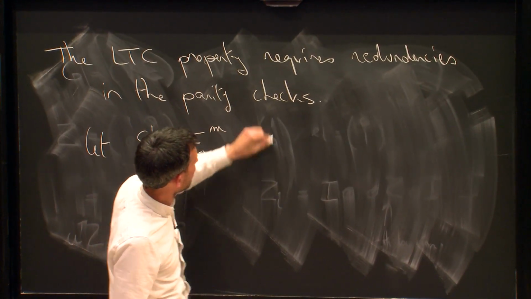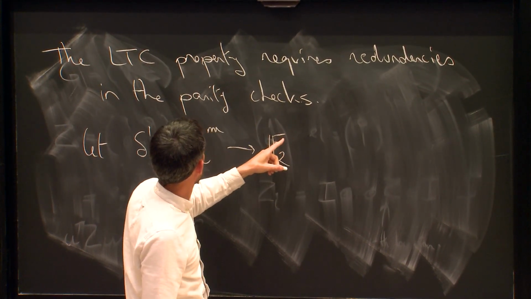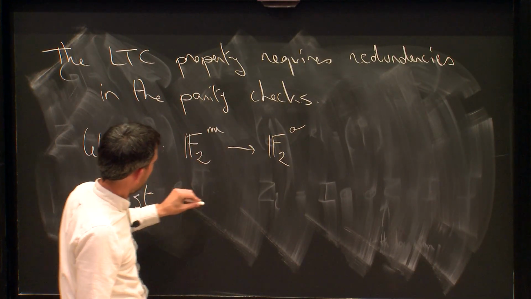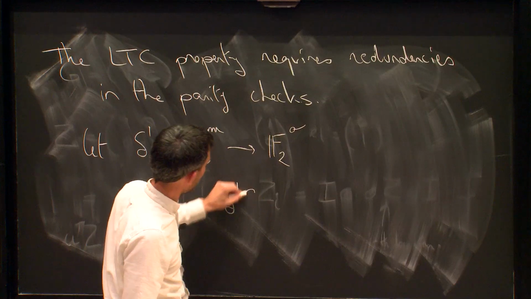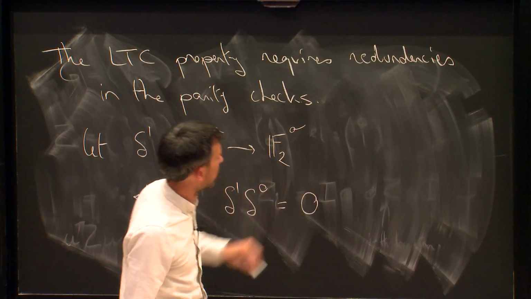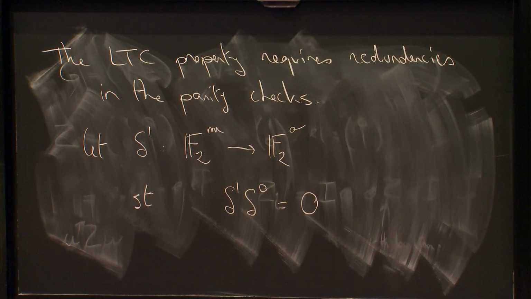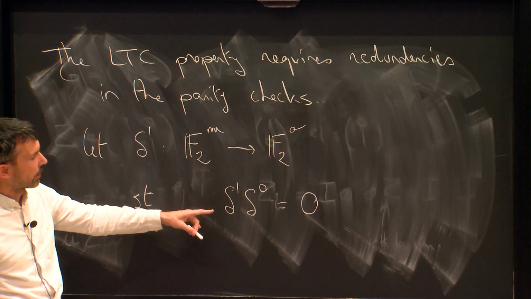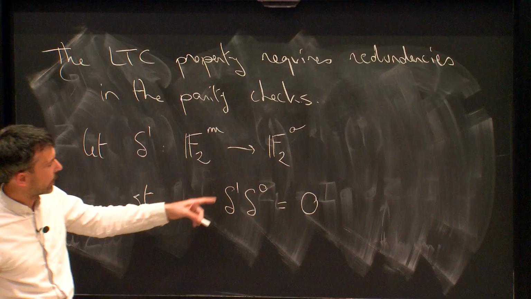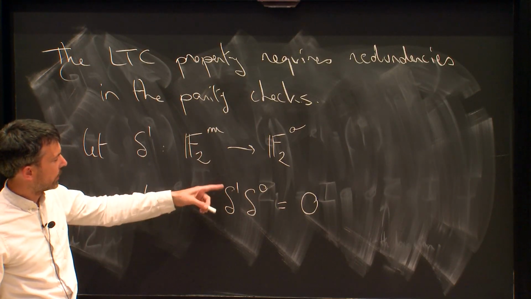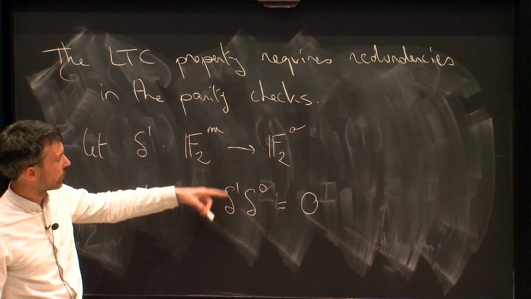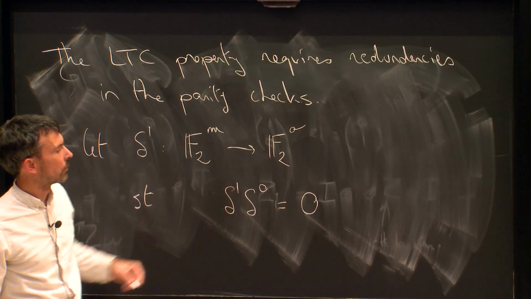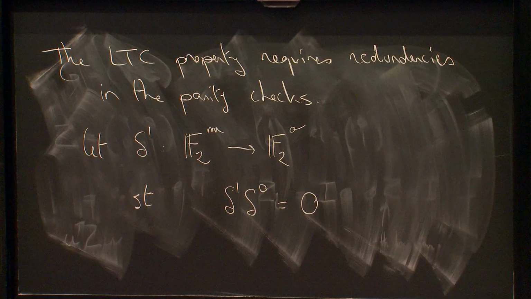So let delta 1 be a map that goes from the space of parity checks, F2 to the m, to some other space. It doesn't matter to me what is here, so I don't know, F2 to the o, such that the composition of the two maps, delta 1, delta 0, is equal to 0, okay? So any such linear map expresses linear combinations between the parity checks. You can think of this as if these are matrices, so each row of this matrix, delta 1, is a linear combination of the rows of delta 0, which is equal to 0.